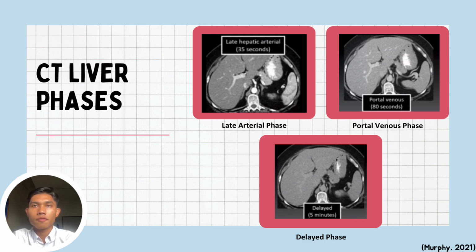Portal venous phase begins after 60 to 75 seconds post-injection. Portal veins and hepatic veins will be enhanced during this phase. And the delayed phase, which occurs 2 to 5 minutes after injection, will show us the portal and hepatic veins slightly enhanced but a lot less than in the portal venous phase.